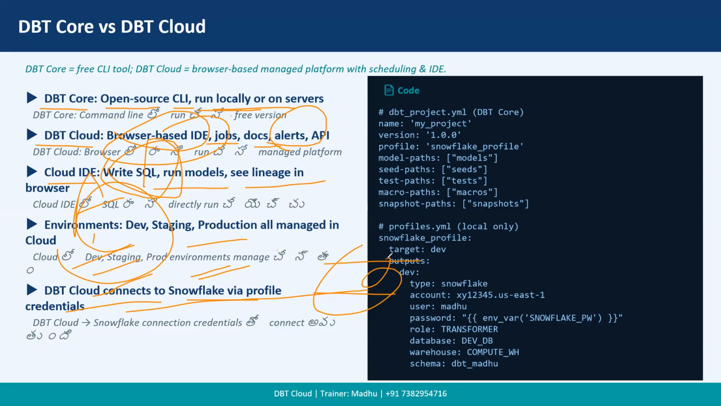So dbt Core is a free command line tool. dbt Cloud is browser-based, a managed platform with an IDE and everything. So this is about dbt Core and dbt Cloud.